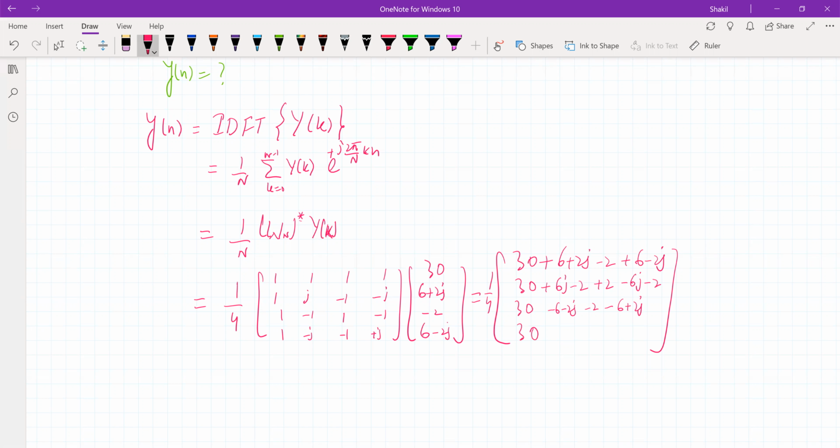Then the last term will be 30 minus 6j, this will be plus 2, I hope I'm right, plus 2. And it will be 6j plus 6j, and this will be plus 2. I hope I have done it right. So have a look at this. Minus 2 and this will be cancelled. This will be 36 minus 2, 34, 40.